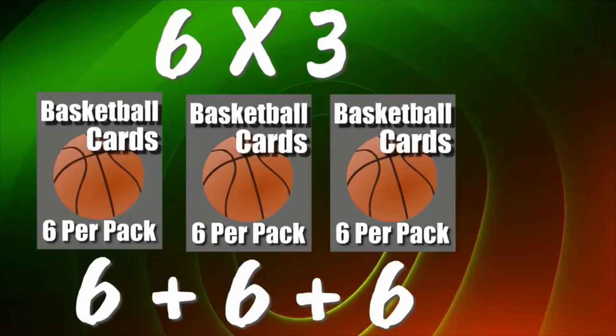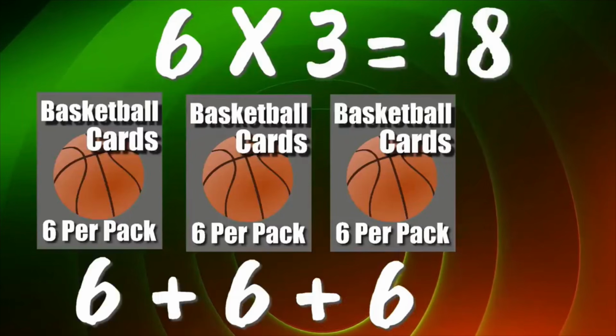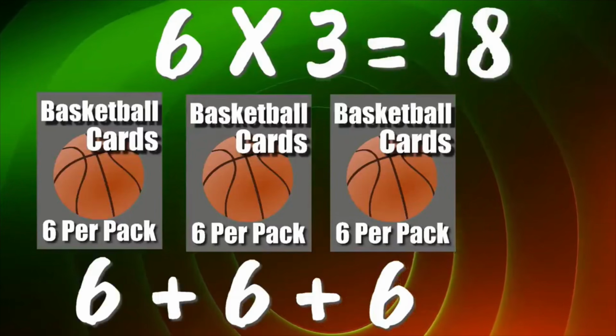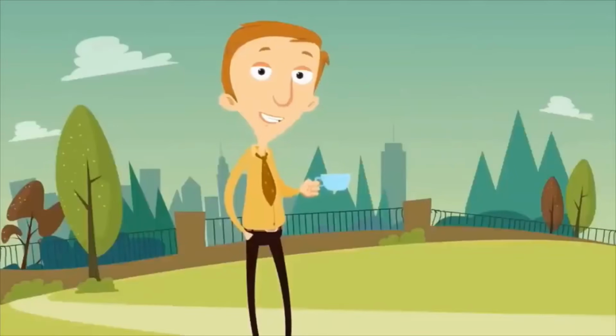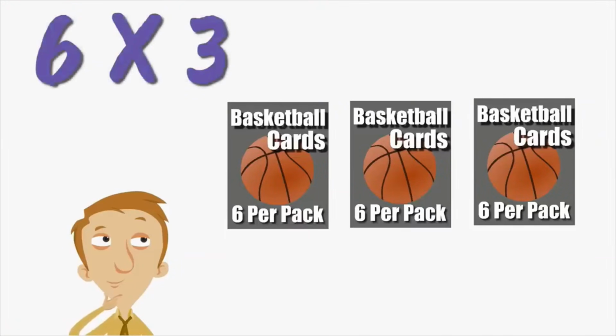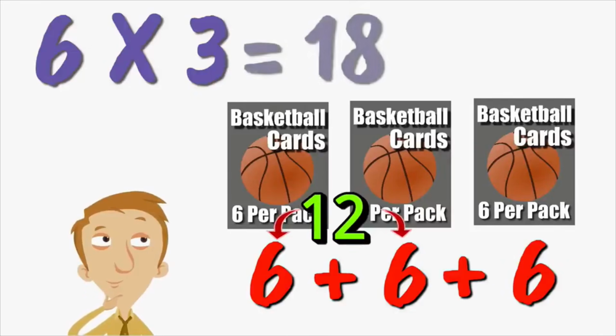What is 6 times 3? Yeah, 18. Great! 6 times 3 equals 18. I'm getting a total of 18 cards. We can just double check that real quick. 6 times 3 means we have the number 6 3 times, which is the same as 6 plus 6 plus 6. 6 plus 6 equals 12. And 12 plus one more 6 is 18. 6 times 3 equals 18.